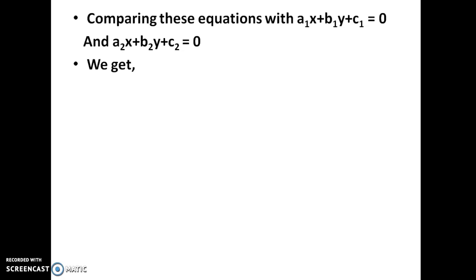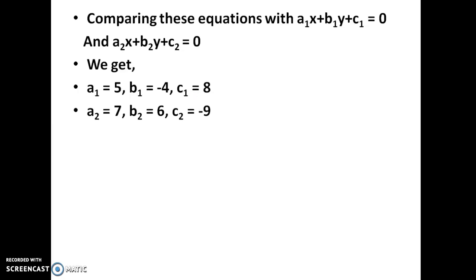We get A1 equal to 5. So from that equation, the X coefficient is 5. Y coefficient is minus 4. With the sign you should take. Then C1 equal to 8. Where should the C1 be? It should be in the LHS. That's why it is plus 8. Then second expression, A2 equal to 7, B2 is equal to 6, C2 equal to minus 9.